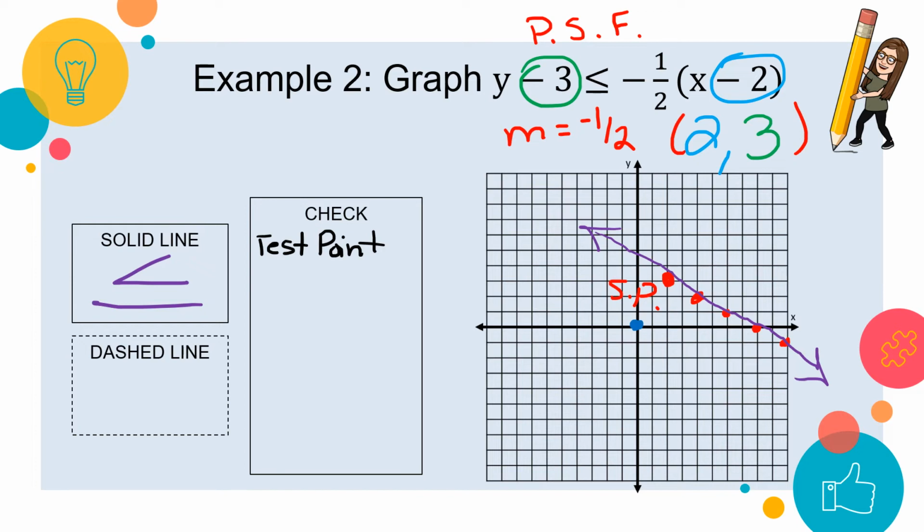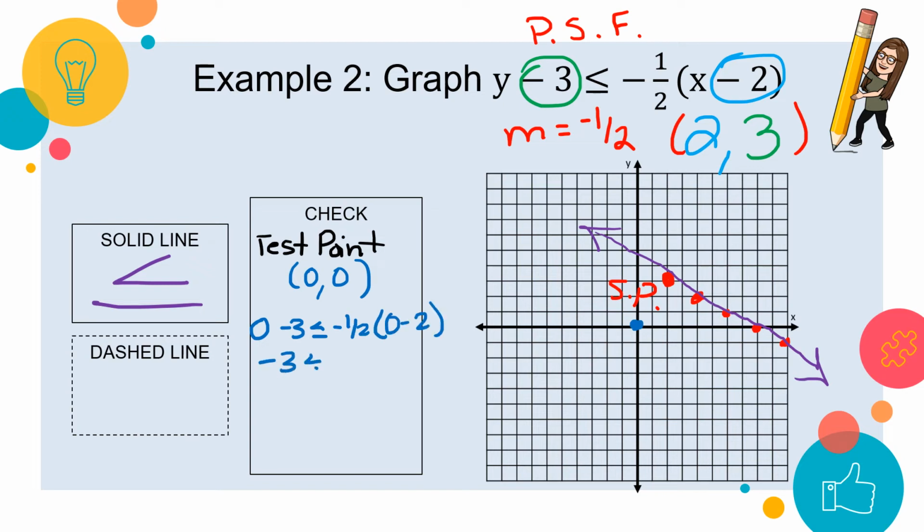You can pick any point on the graph. I could use negative 10, negative 10. I could use 10, 10. I mean, it doesn't matter. Just identify that test point, and we want to plug it into the original function. Plug it in for x, plug it in for y, and then let's simplify.